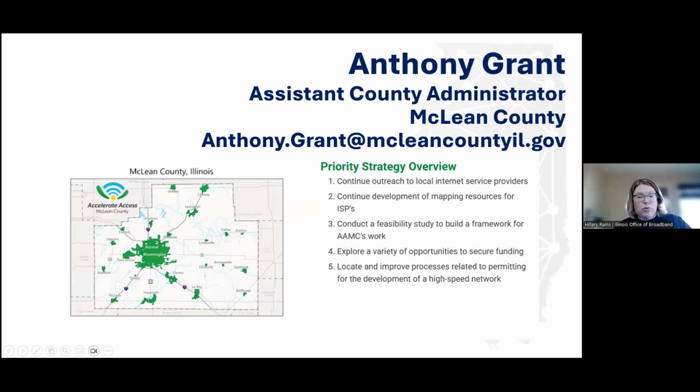This is something that's really big. It's something our policy team is actively working on to kind of create those best practices related to permitting and work orders and all of those sorts of things. Dig once initiatives, all of those.